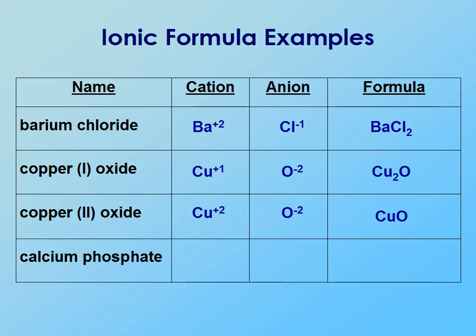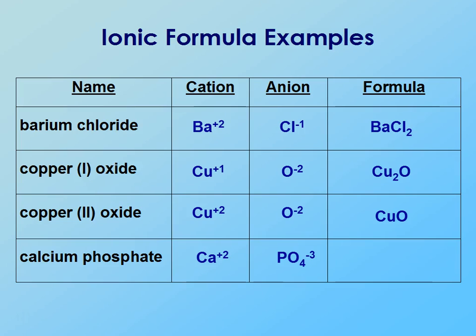And then the final example here, calcium phosphate. Calcium is in group 2, it's a +2 ion. This time we see we have an ate, which is going to guarantee it's a polyatomic. ates and ites are always polyatomics. Phosphate is going to be the one with 1 extra oxygen, so PO4 -3.